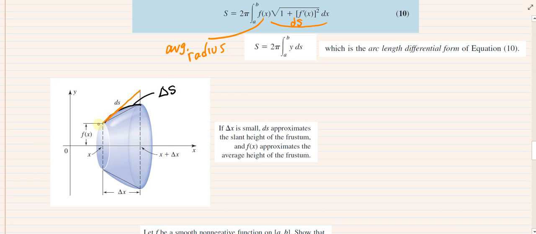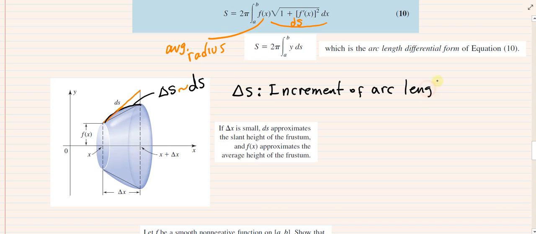ds is an approximation. So delta S is approximately equal to ds. If you will, that's what we call an increment. So delta S is an increment of arc length, and that would be approximately equal to the differential of arc length. Maybe I'll write that so you just have it for reference. Delta S is what we call an increment of arc length, whereas ds is the differential of arc length.